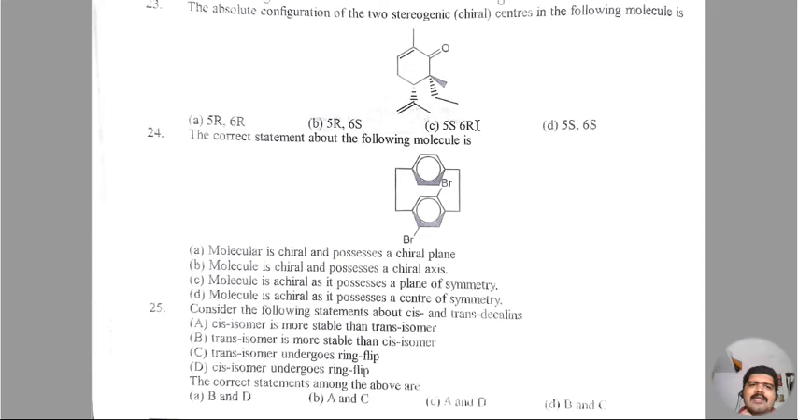Now next question. The correct statement about the following molecule is: it is biphenyl, which is optically active only due to the presence of a chiral plane, and it's a direct question. The molecule is chiral and possesses a chiral plane. So option A. Now next question.